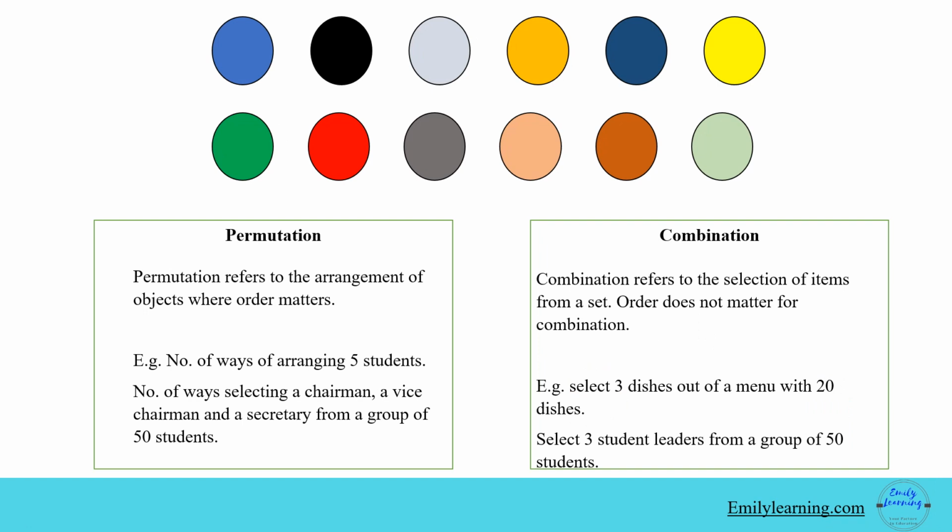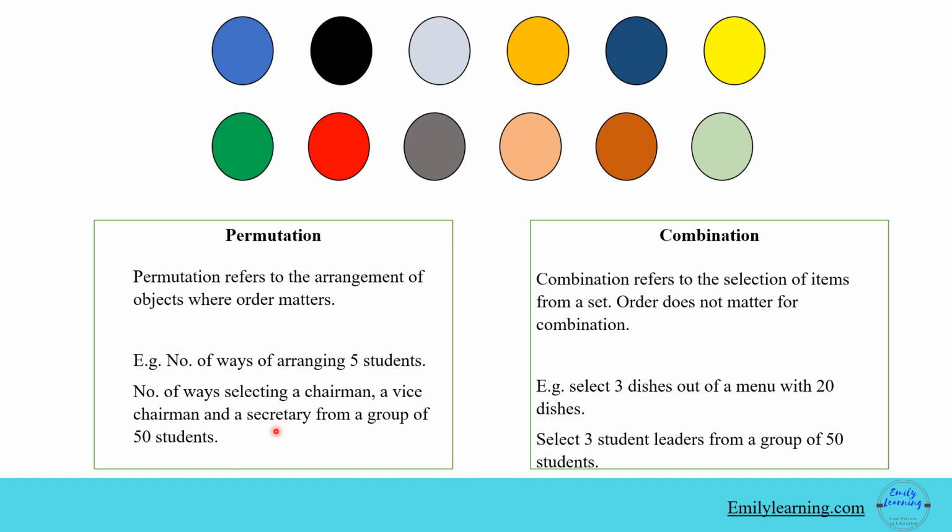So, to summarize what we have learned, permutation refers to the arrangement of objects where order matters. Examples would include the number of ways of arranging 5 students. Sometimes this is less obvious: the number of ways of selecting a chairman, a vice chairman, and a secretary from a group of 50 students. You have 50 students, you want to choose 3, and you can think of the chairman as the first position, the vice chairman as the second position, and the secretary as the third position.